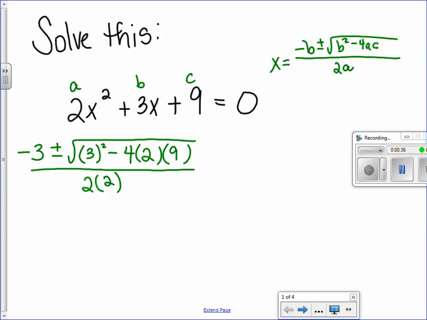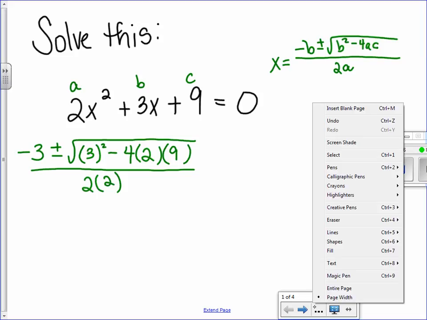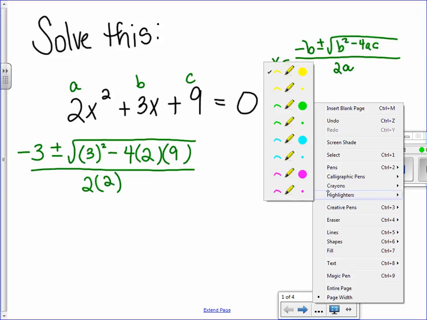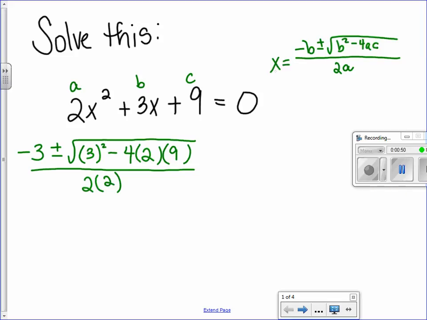You told me A was 2. I'm going to pause there, let you get caught up. Everyone caught up? See this part right here that I've highlighted? That part is special. It's called the discriminant.